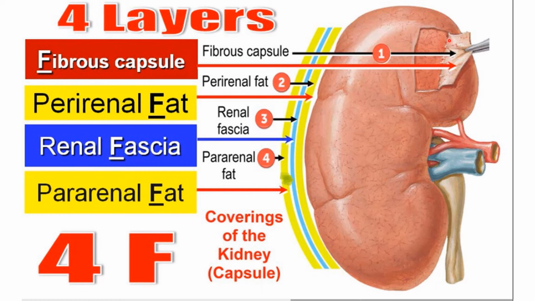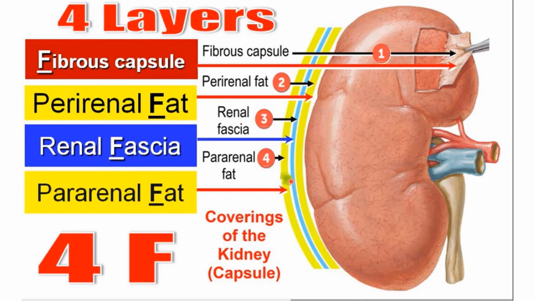So this covering, the first one, is the fibrous capsule, very adherent to the kidney. So that's the first F. The second F is the perirenal fat, which covers the fibrous capsule. Then the third F, the renal fascia or the Zuckerkandl fascia, also covers the perirenal fat. This is the third layer of covering.